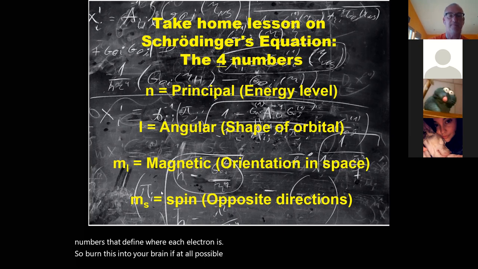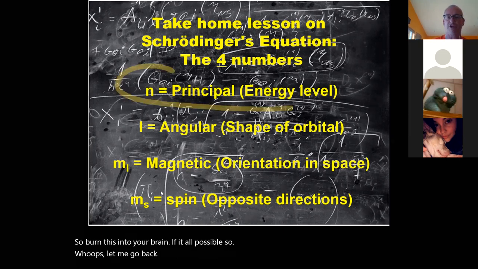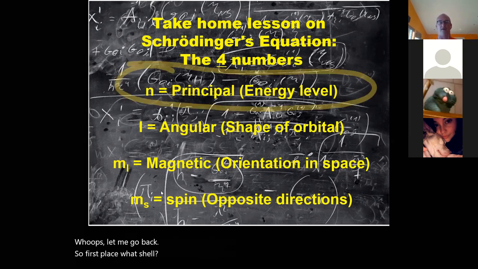So, whoops, let me go back. First place, what shell? How far away is it? Is it one, two, three, or four? Second one, what shape of the subshell. That shouldn't say orbital, I should say subshell.